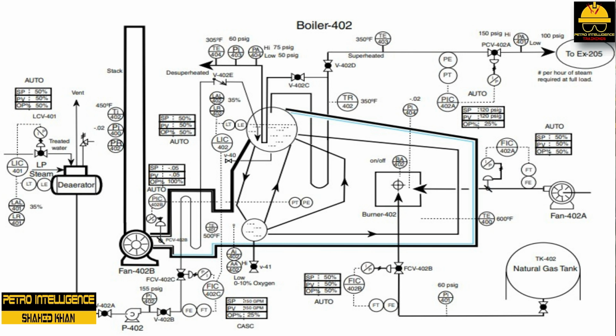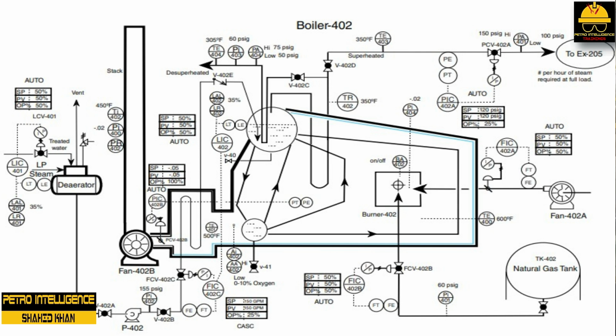16. Set PIC 402B to -0.05 and place controller in auto. 17. Set FIC 402B to 50% and place in auto. 18. Start fans 402A and 402B. 19. Light burner and allow boiler to come up to pressure and temperature. 20. Monitor oxygen level and ensure it stays between 0 and 10%.